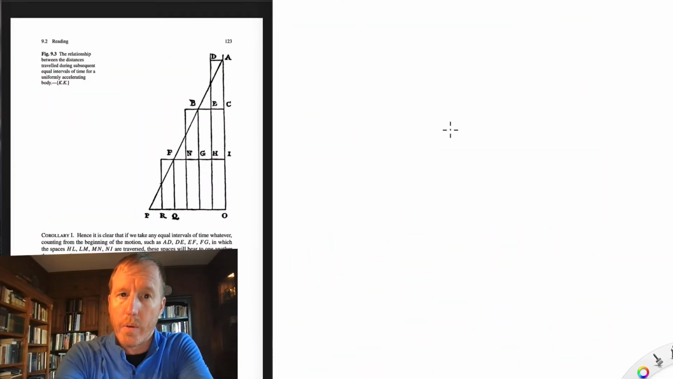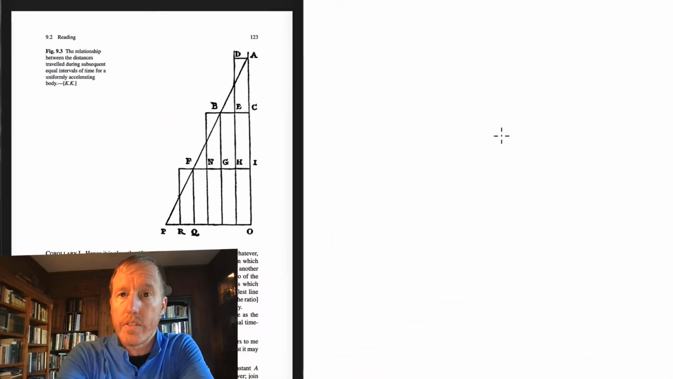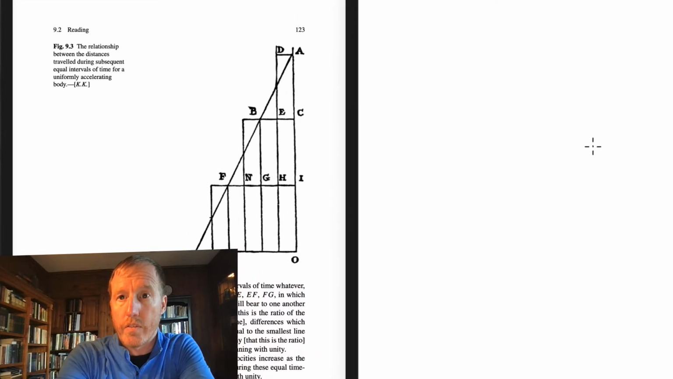We're looking at Galileo's Dialogues Concerning Two New Sciences, specifically his discussion of naturally accelerated motion. We got up to about page 123 in A Student's Guide to the Great Physics Texts. Here, we see a diagram that represents the distance that an object moves when it's falling from rest.